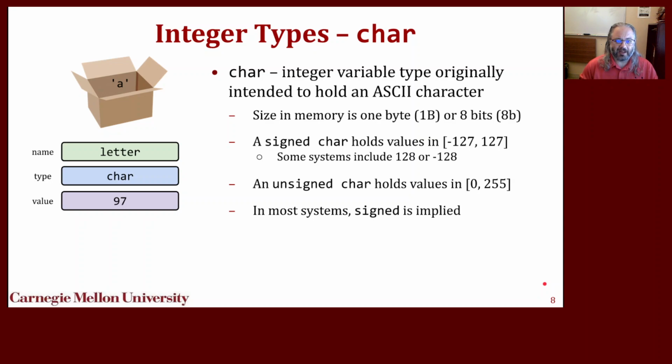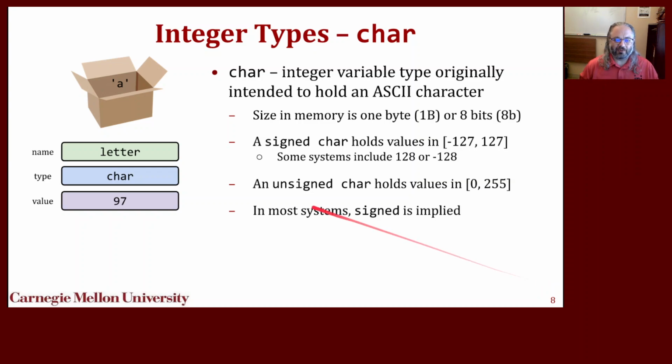If we were to create a char type variable, we can give it a name, and we can give it a value, and that value will be interpreted depending on whether our char is signed or unsigned. If we don't specify signed or unsigned, in most systems the default is signed. So if I just create a char variable, the compiler will interpret that to mean a signed char variable, and it will know that the value of that variable is supposed to be something between -127 and 127.